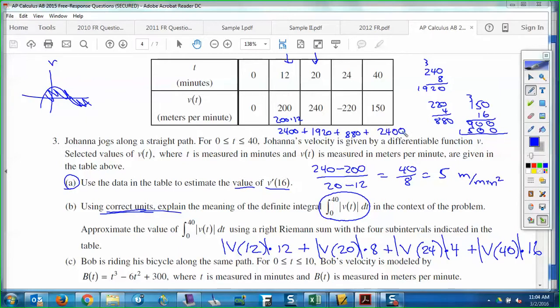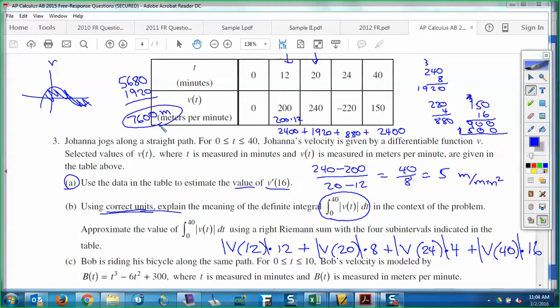That's right. Wait. Yeah, no, that's right. Okay, so that's 4,800, 5,680 plus 1,920. So what is that? 7,600. 7,600, and that would be meters, right?